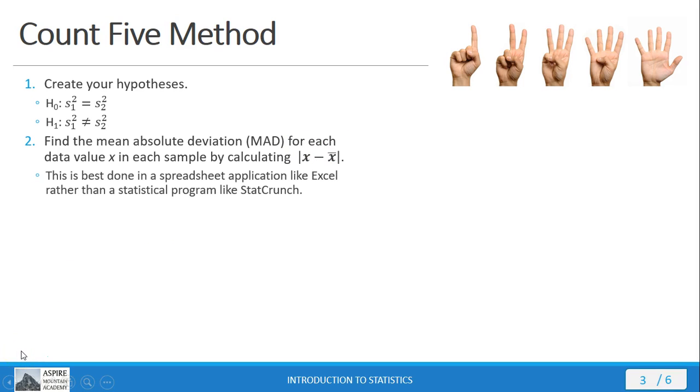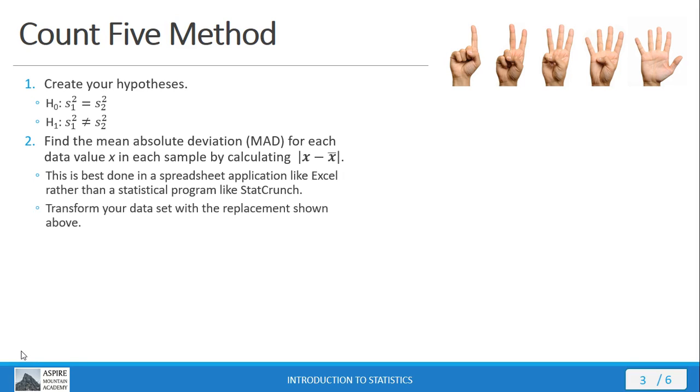This is best done using a spreadsheet like Excel. I mean, you can do it in StatCrunch. It's a little clunky in StatCrunch, as we've seen before when we were looking at data transformations. So typically with the Count 5 method, I like to just put the data in Excel because I can manipulate the data and do the data transformations much easier in Excel. But if you want to use StatCrunch for this, have at it.